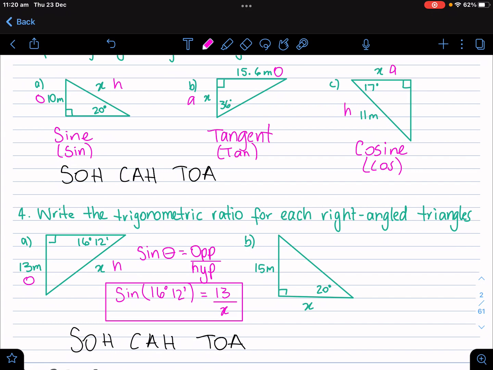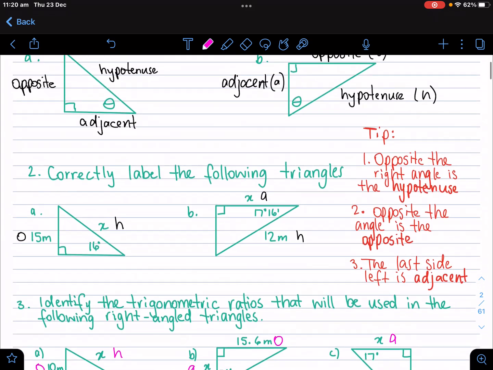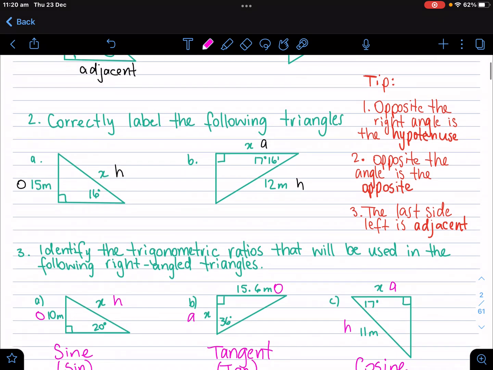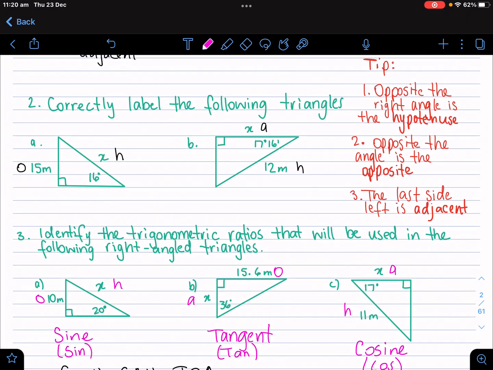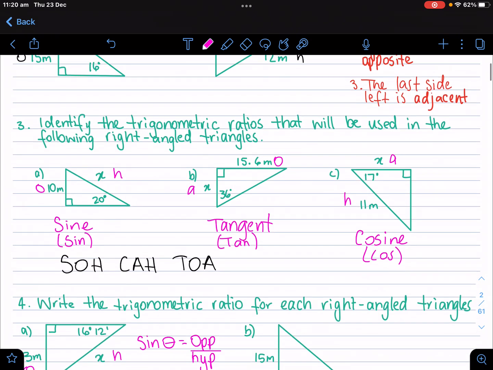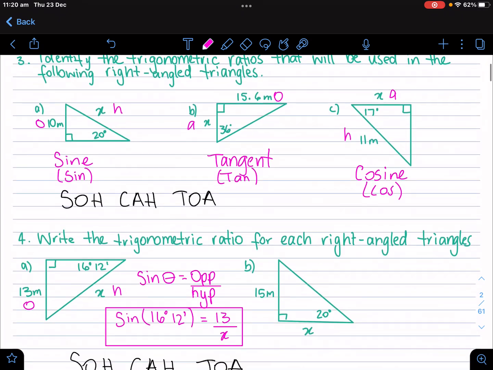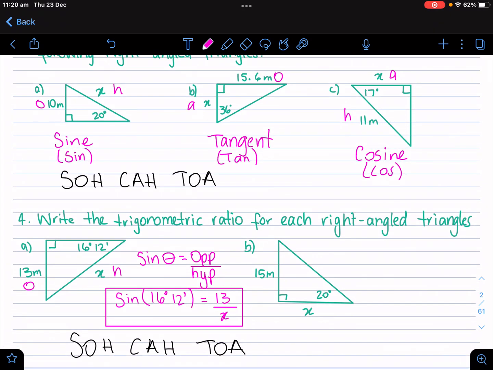But for now, if you look at example 1, we went from labeling the triangle with all three sides. Then we went to example 2, where we labeled the triangles with only the sides given. Then example 3, where we identified which trigonometric ratio we would use in a question with those elements. And then example 4, where we actually wrote the trigonometric ratio down with the given information, or whatever was given in the question. Let's do the last example, 4b.